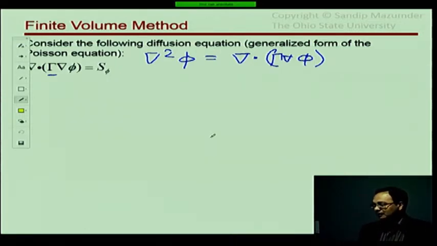Because that's how the physical equations look. For example, you'll have divergence of a heat flux, and the heat flux will have K grad T. Okay, thermal conductivity times temperature gradient. So that's the reason we are writing it that way, to make it more general.